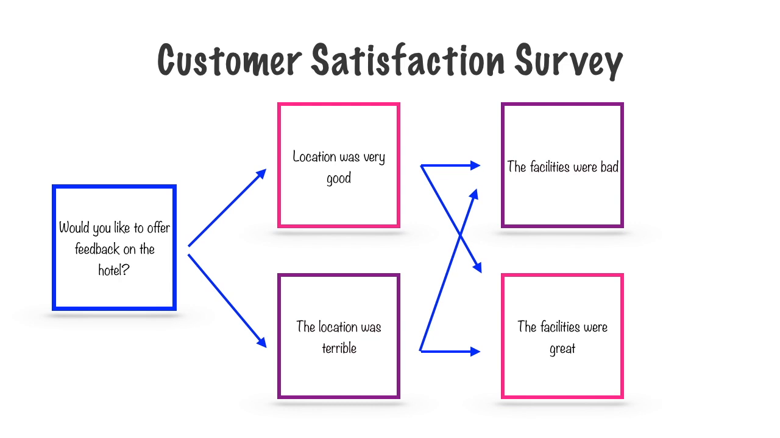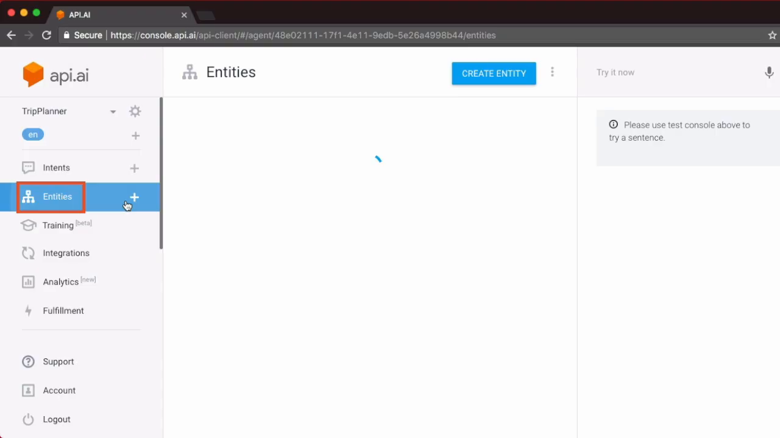Then the intent that we move to if the location is good or bad, and the two intents that we move to if the facilities are good or bad. Now, in order to set up this nonlinear dialogue, we need to capture the user's rating for the location as well as the facilities of the hotel.